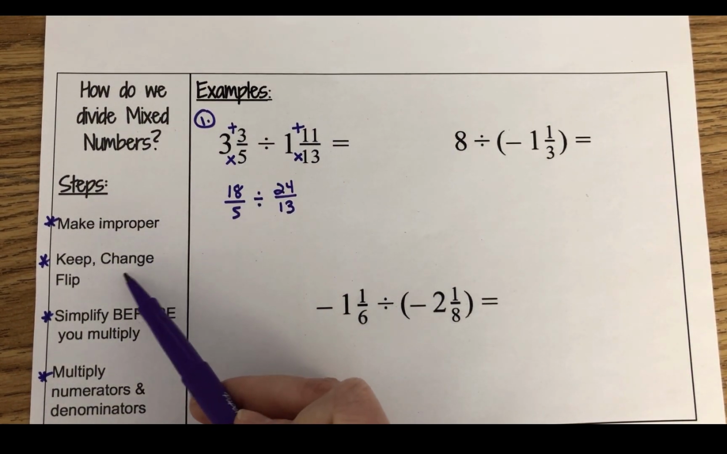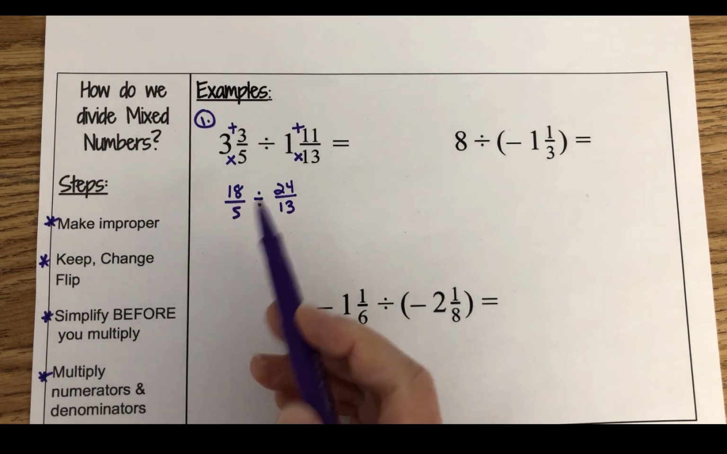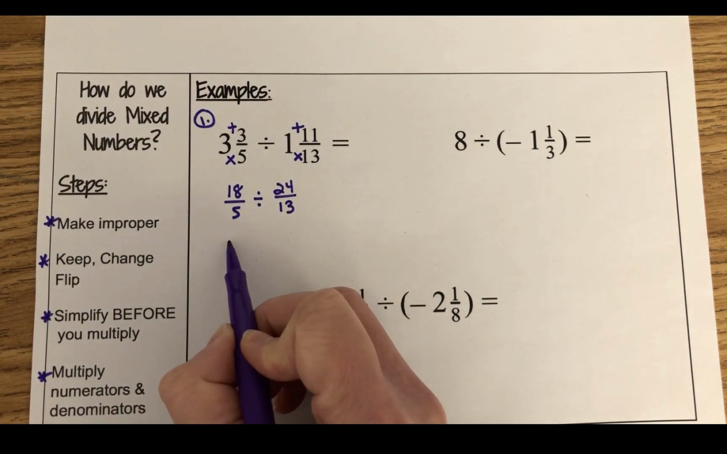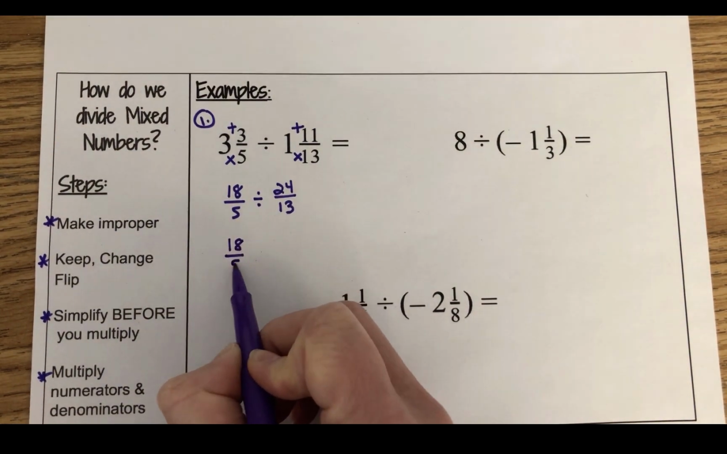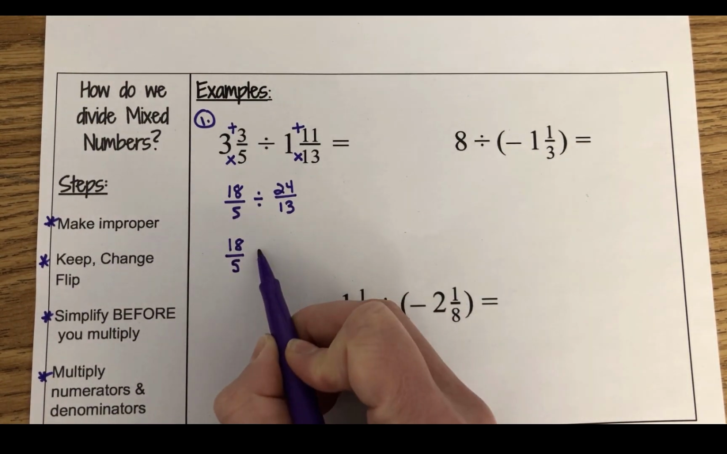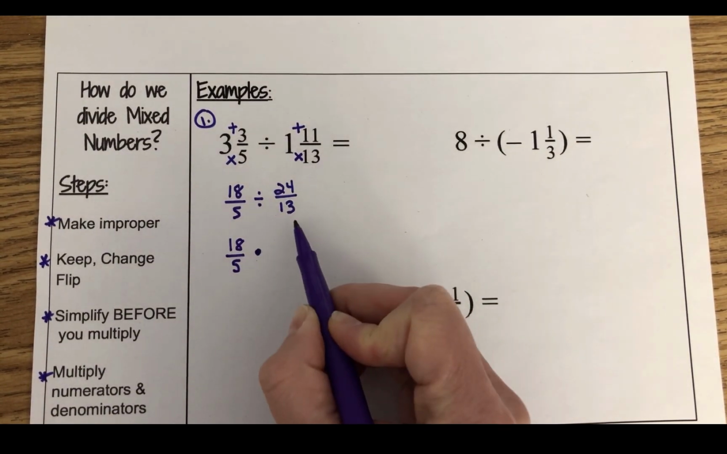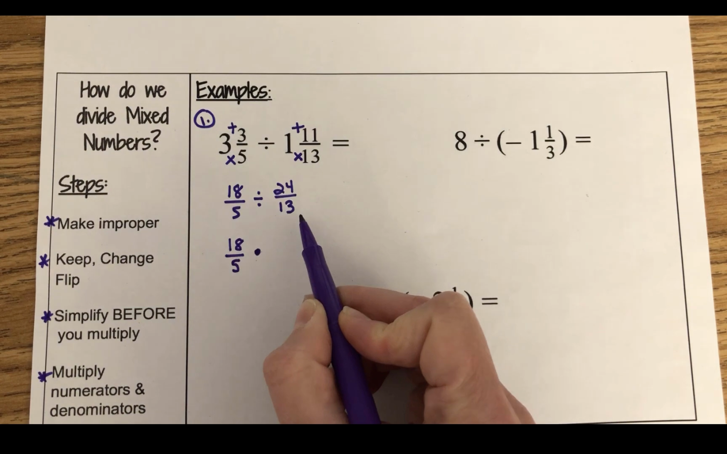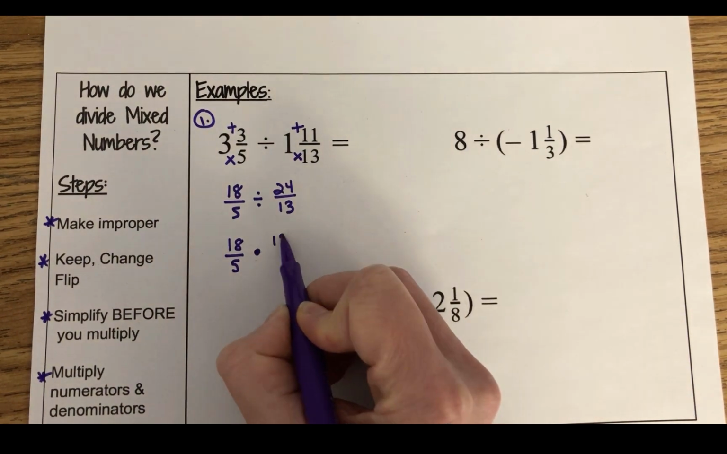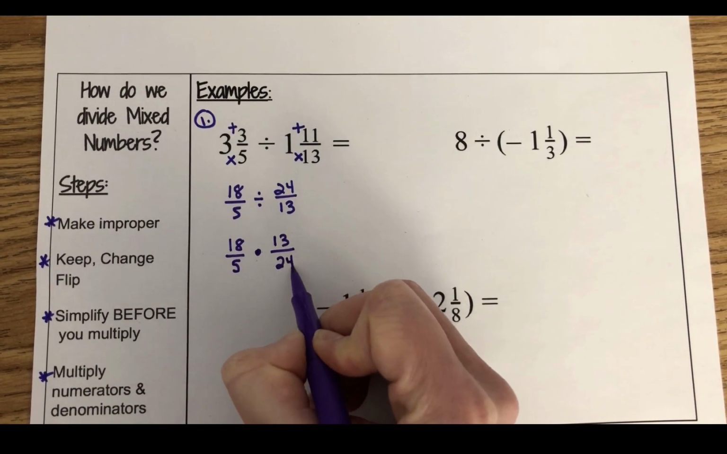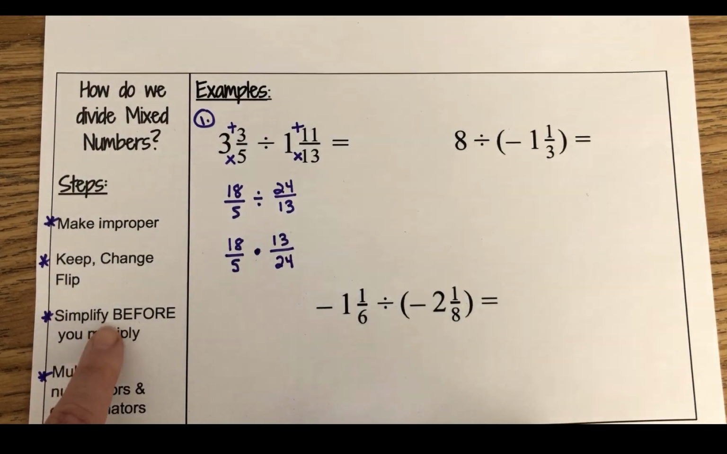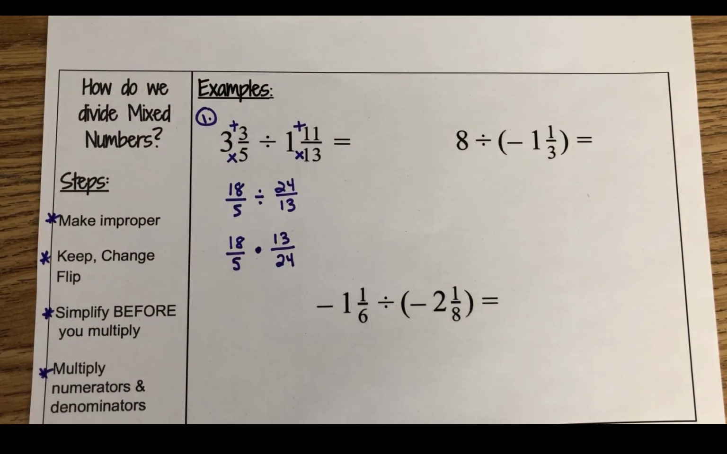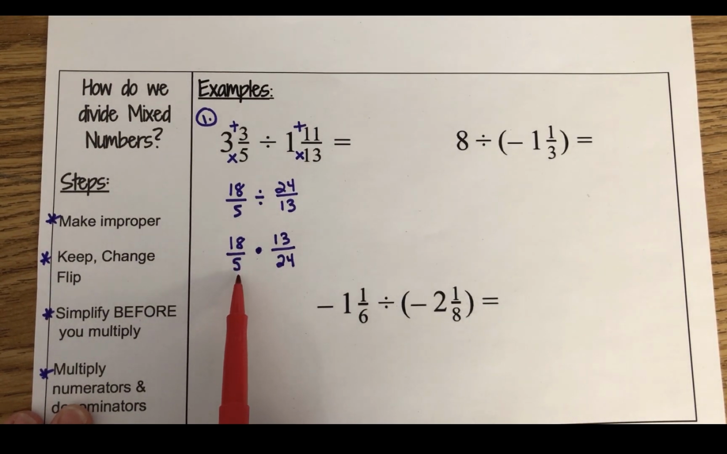Now, I'm ready to keep, change, and flip. So I'm going to keep my first fraction, which is 18/5. I'm going to change division to multiplication, and I'm going to flip. I'm going to find the reciprocal of 24/13. So 13/24. Now I'm ready to simplify before I multiply. Take every numerator to every denominator. 18 and 5, can you simplify there?